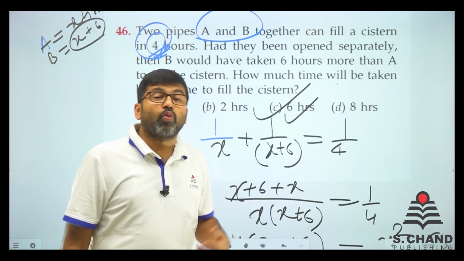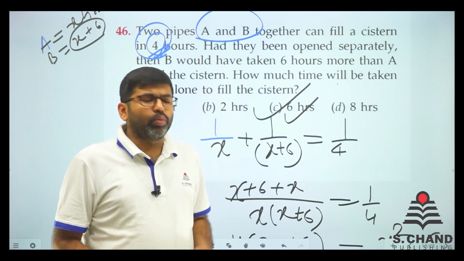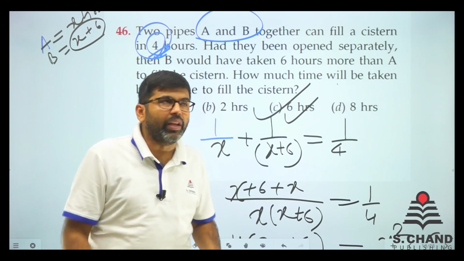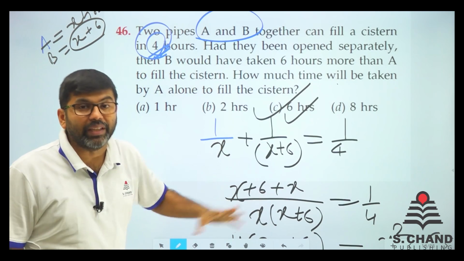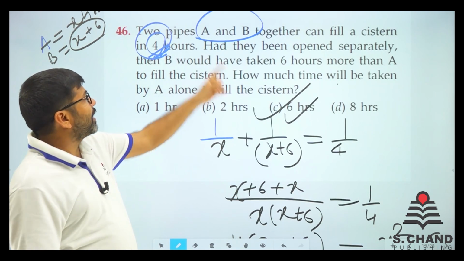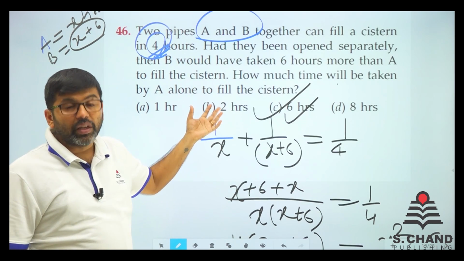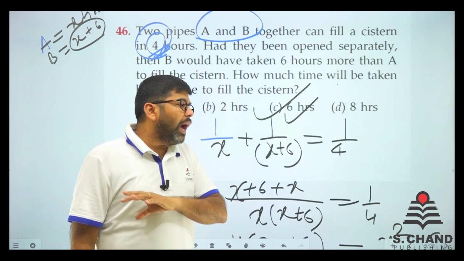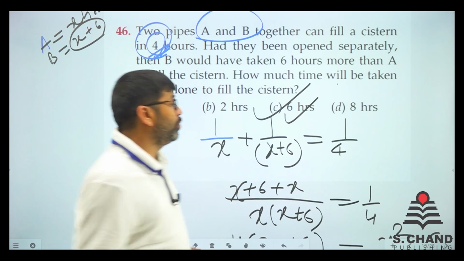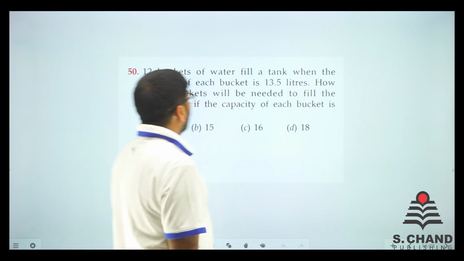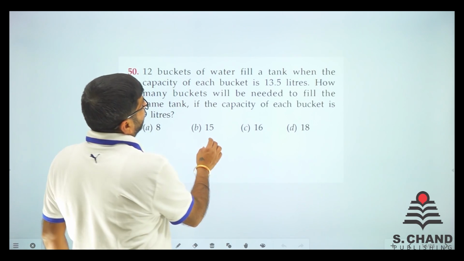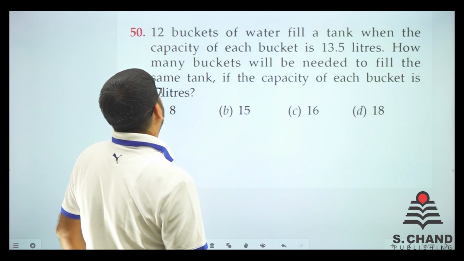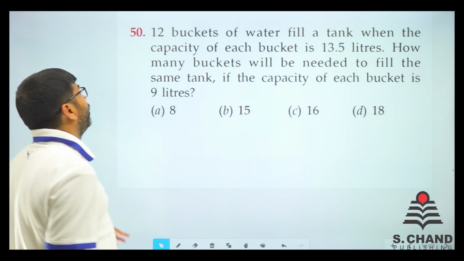Whether it is a quadratic equation or anything, what you need to do is concentrate on the question. If you concentrate on the question, you will find the answer very easily. What you need to do is just understand the question first, what exactly the question is saying. Understand the basic concept behind it, and your work is done. Now we move on to the next question. Here we go. Question number 50. Right? Let's do it. 12 buckets of water fill a tank when the capacity of each bucket is 13.5 liters, right?